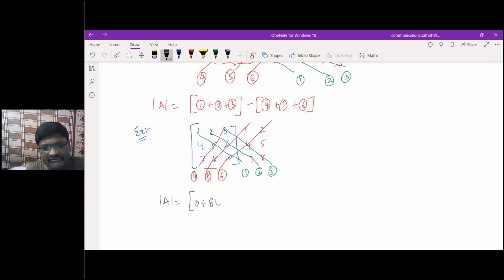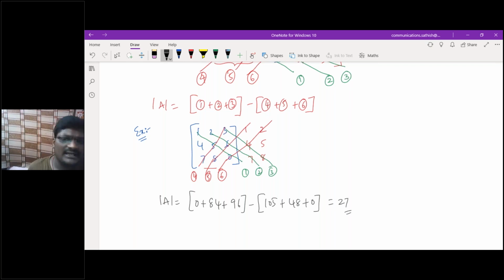So how much? 84. Plus 3, 4, 12, 12, 8. How much? 96. Then minus, you will have here 4, 5, 6. 7, 5, 35, 35, 3, 105. 105 plus 8, 6, 48. And the last one will be 0. Again, you will have it as 27. You got my point? You got my point clearly all?